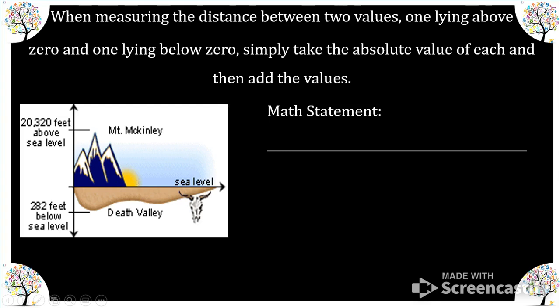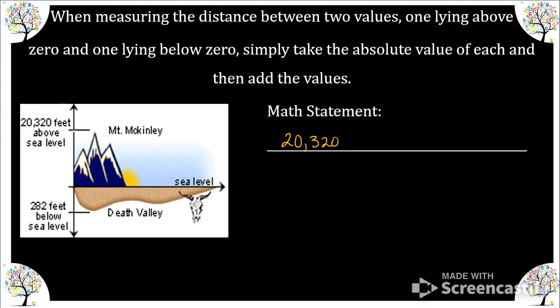Okay, now let's take a look and use absolute value when we're measuring distance between two values where one is negative and one is positive, and we want to know the distance. So here we have Mount McKinley is 20,320 feet above sea level. So that is a positive value. And I don't think we mentioned this, but anytime we have a positive number, you do not have to write the plus in front of it. It's understood.